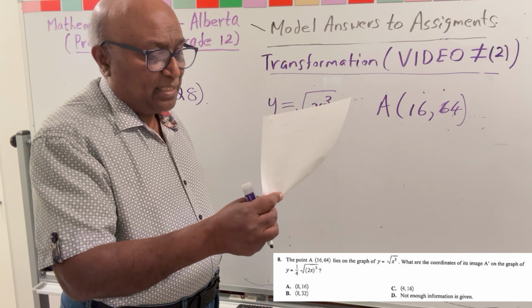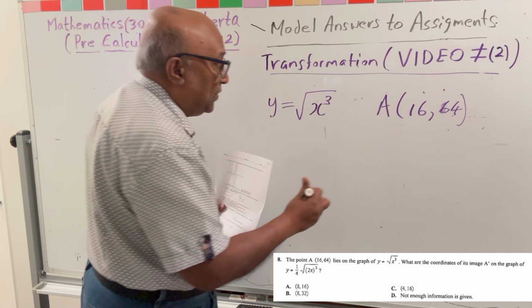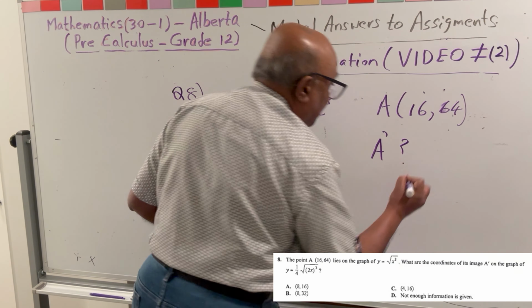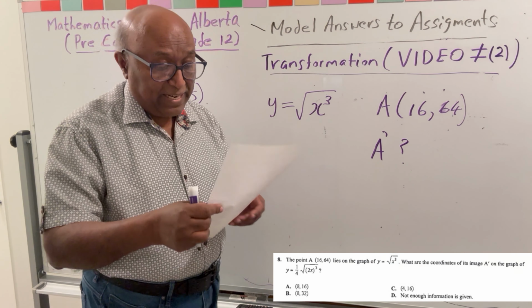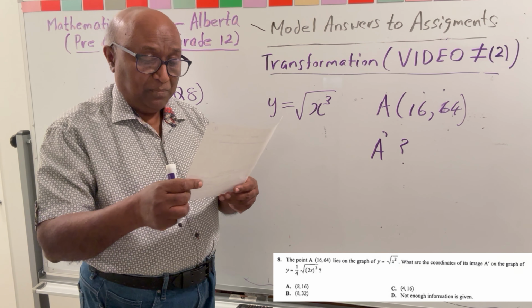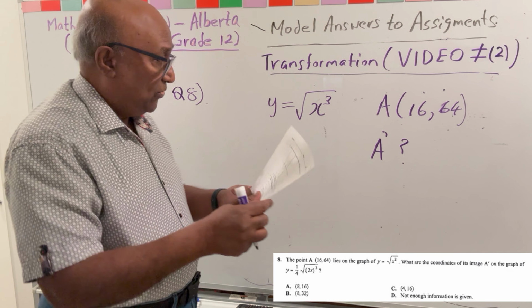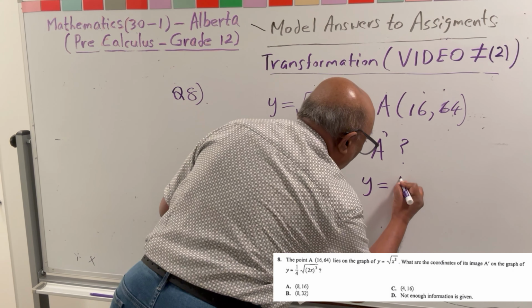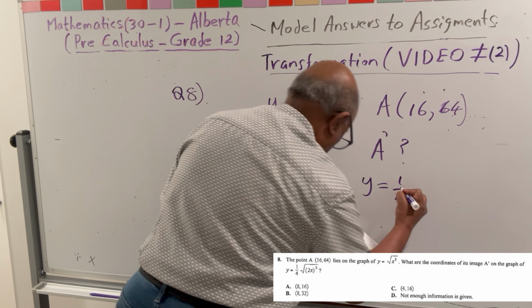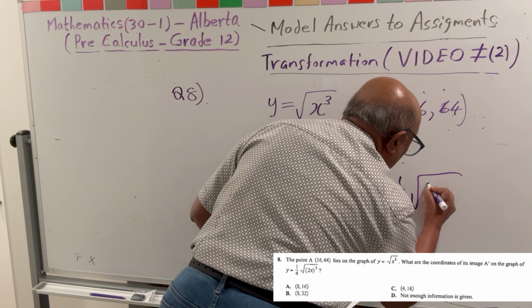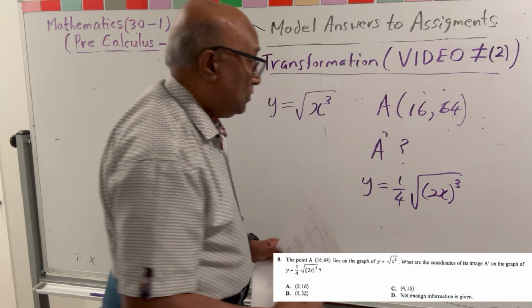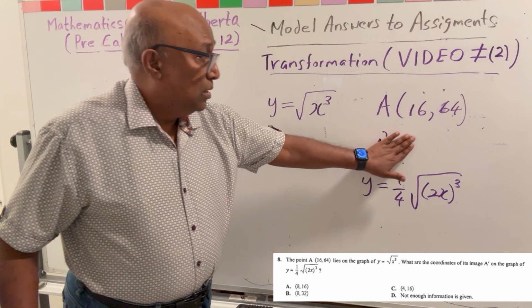What are the coordinates of the image A prime? What are the coordinates of image A prime? This is the question. What are the coordinates of image A prime on the graph y equal to 1/4 square root of (2x) to the power 3? Okay.